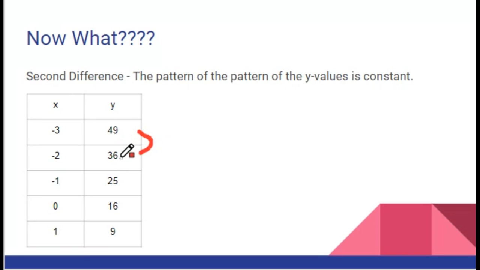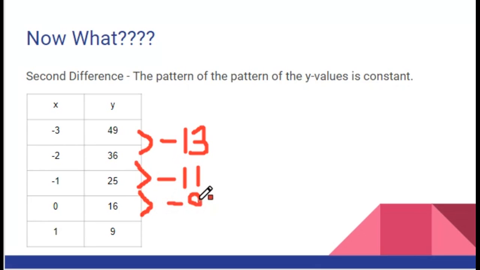If I go from 49 to 36, that is a pattern of going down or subtracting 13. If I look at the next one, from 36 to 25, that is going down 11. The next one, from 25 to 16, is going down 9. And then finally, from 16 to 9, I'm going down 7. We have just found the pattern of the Y values. This is called the first difference.